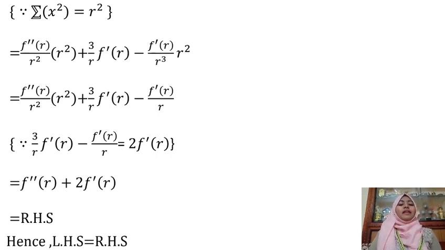We can see that the last two terms are similar, so we can subtract both terms: 3 by r into f dash of r minus f dash of r by r. We get 2 by r into f dash of r. So the expression is f double dash of r plus 2 by r f dash of r. This is equal to the RHS. Hence proved, LHS is equal to RHS.